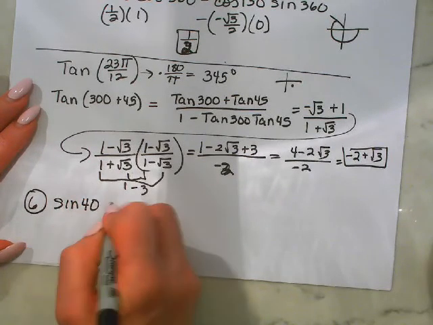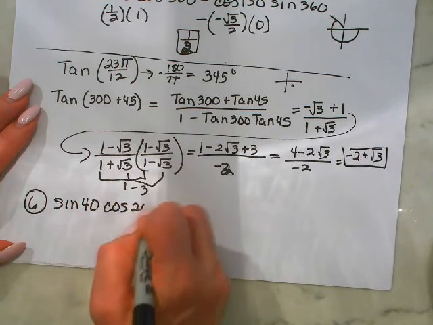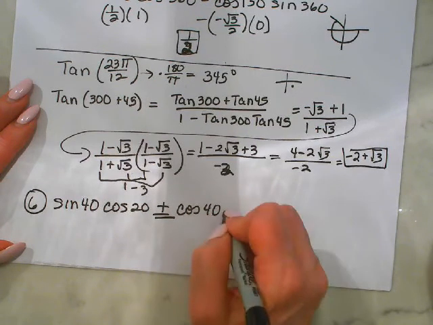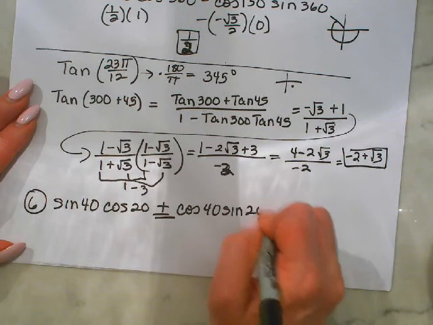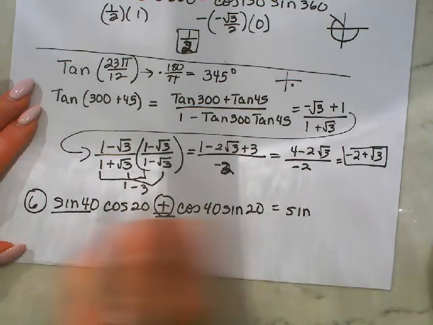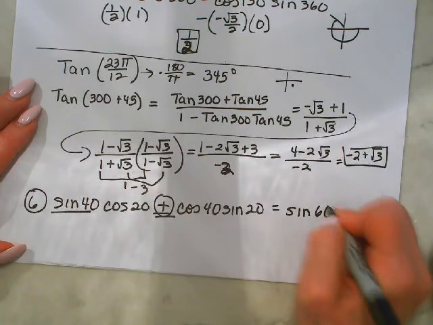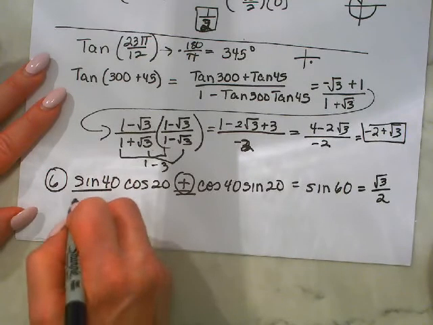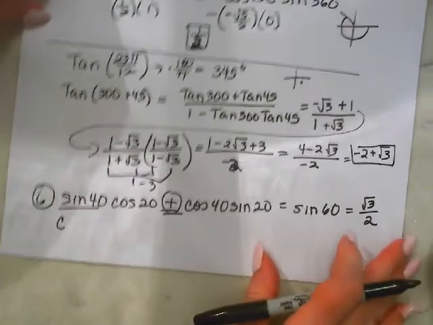Number 6 was fairly simple. It was sine 40 cosine 20, except I wrote it wrong. It should be plus. Okay, cosine 40 sine 20. So if it's plus and it starts with sine, it's a sine. And you just have to add those two together to get 60, which is radical 3 over 2.